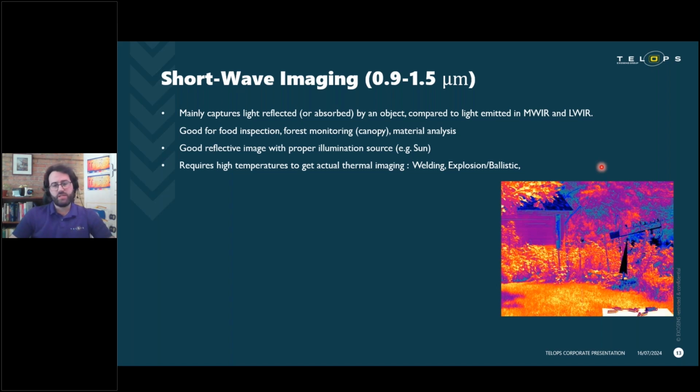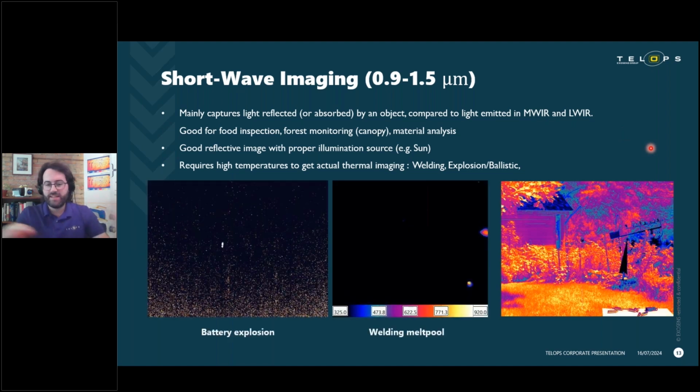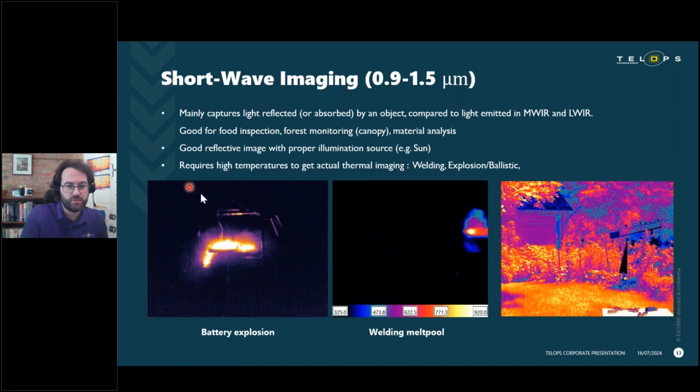All of that can be done through shortwave quite well, as long as you have a good source of illumination, either in a lab, on a belt with a good illumination, or if you're outside, the sun is always the best illumination, I would say. If you want to do actual thermal imaging in shortwave, then that's where you require extremely high temperatures. So we're talking welding, explosion or ballistics, even plasma physics sometimes, going up to those high temperatures.